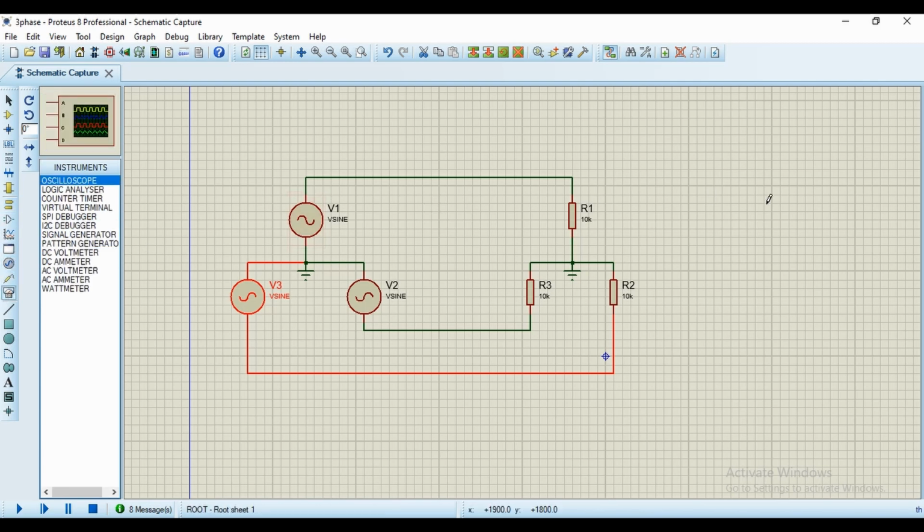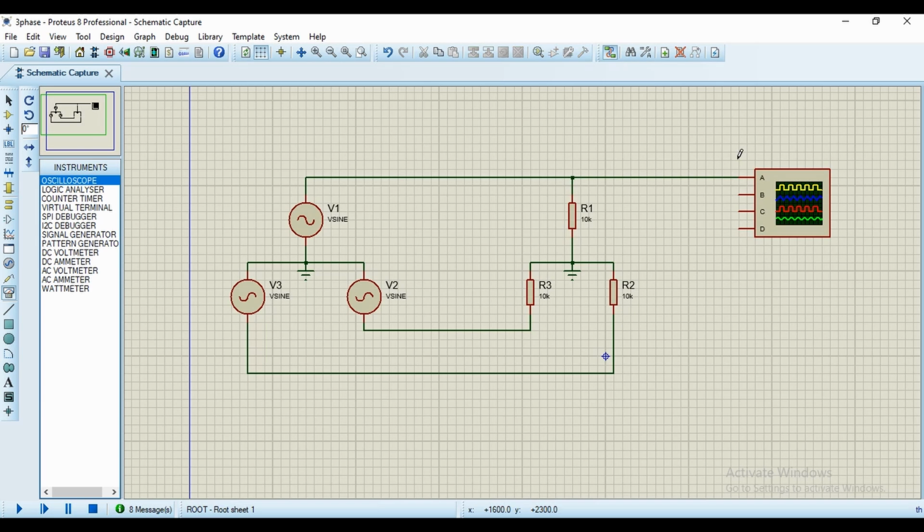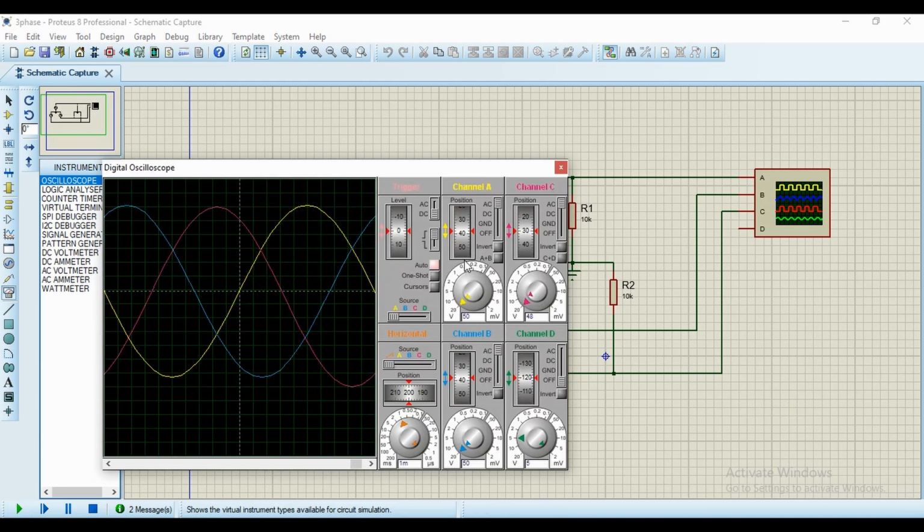Now it is time to connect the oscilloscope and observe the output. As we can see, we are getting exact three-phase AC voltages.